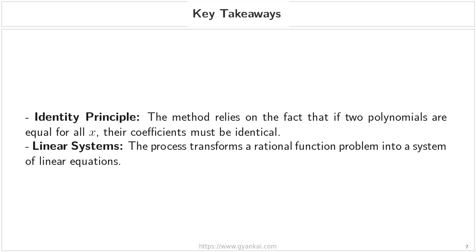Next, linear systems. What we're essentially doing is taking a problem involving rational functions, fractions with polynomials, and transforming it into something we're already good at solving, a system of linear equations. By clearing denominators, expanding, and grouping terms, we create equations where our unknowns, like a, b, and c, are related linearly. This makes it solvable using techniques like substitution or elimination, which you've likely practiced before.